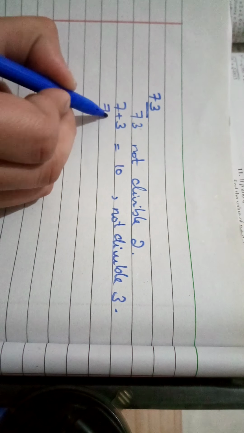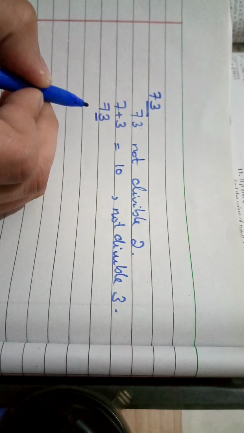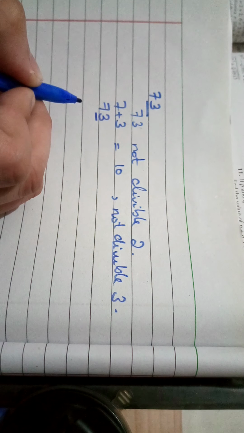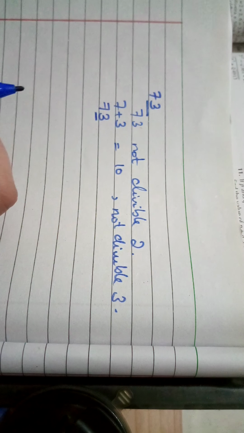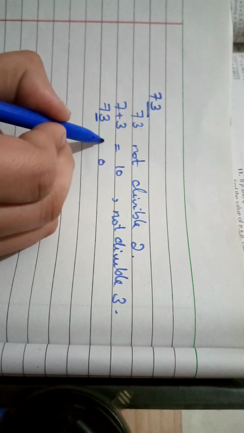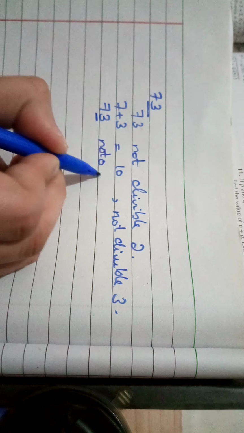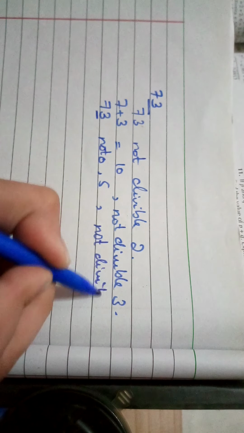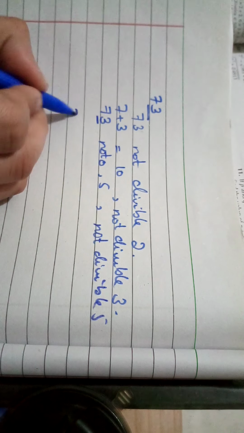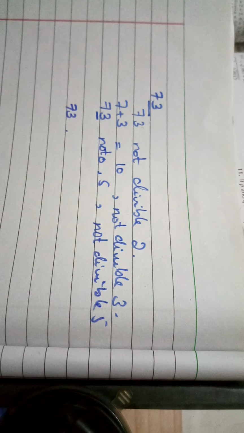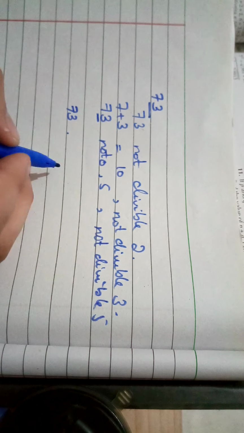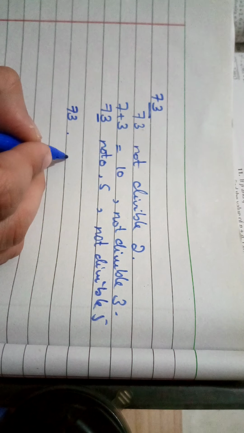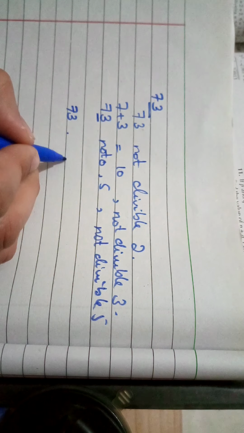Now 73. Okay, last digit is neither 0 nor 5. That means it is not divisible by 5. Now check 73 for the other numbers. So definitely 73 is not divisible by any prime number. That means it is a prime number.